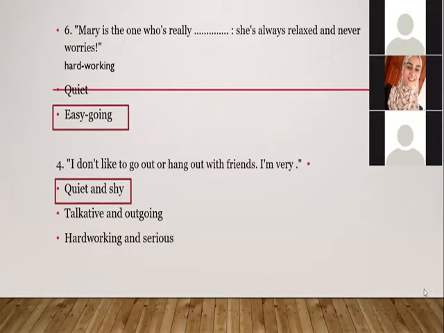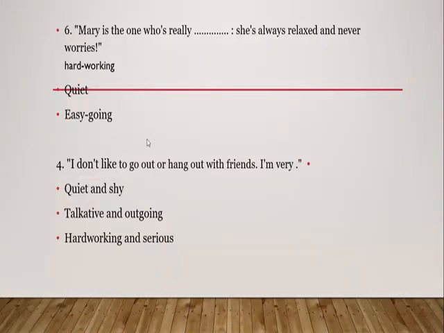Okay, is it clear? Which question exactly? Question number 4. I don't like to go out or hang out with my friends. You want to say hardworking and serious? Yes. Okay, I also get your point here, but usually you can be hardworking and at the same time hang out with your friends and have friends. You also can be serious, but at the same time have friends and hang out with them. But I understand your point. It also makes sense. In the exam, I wouldn't give you confusing questions like this, but I understand your point, okay? Okay, thank you.